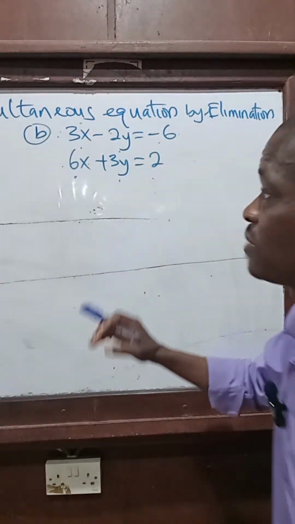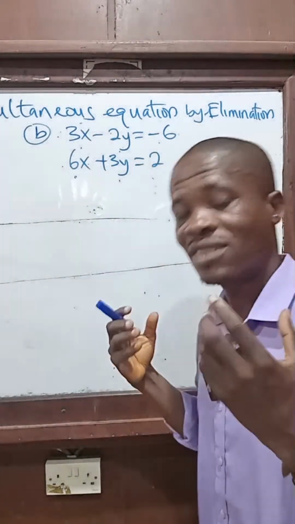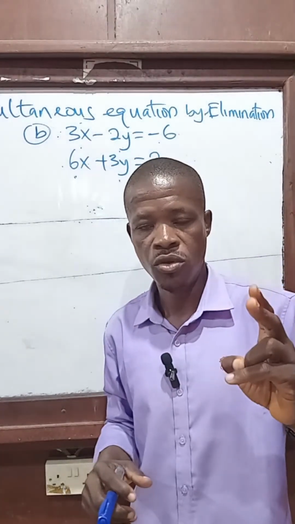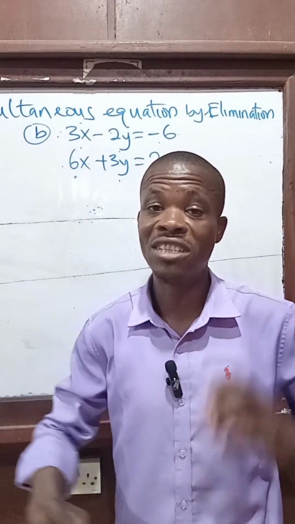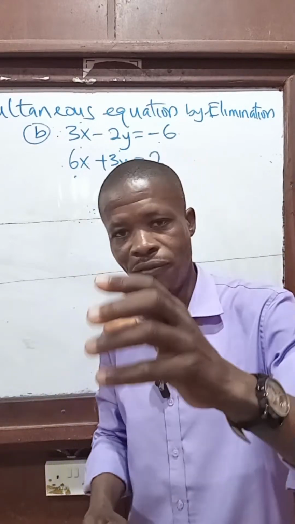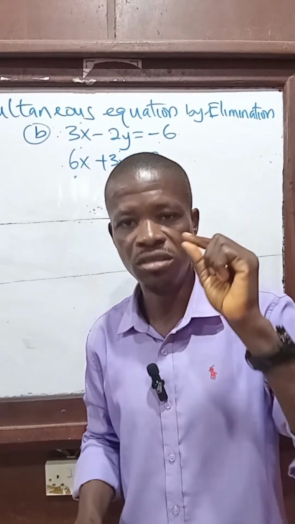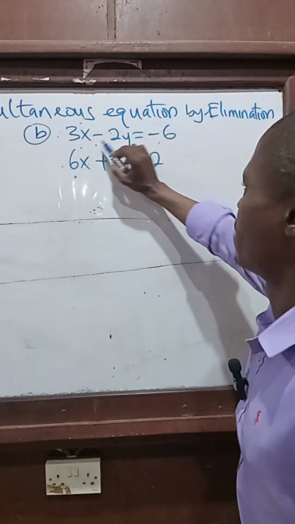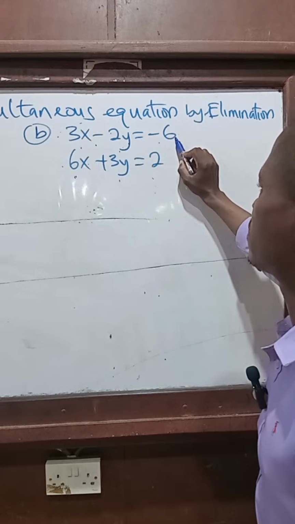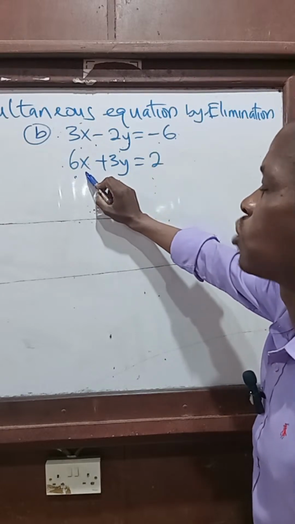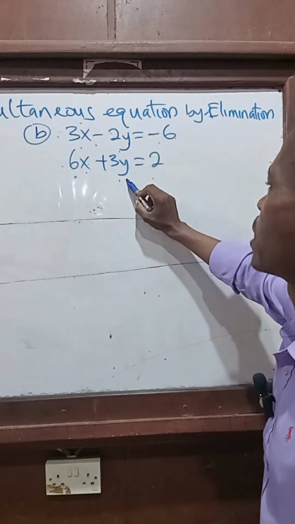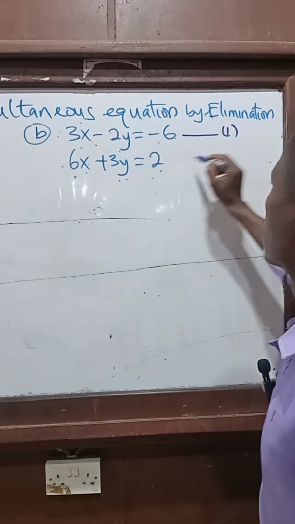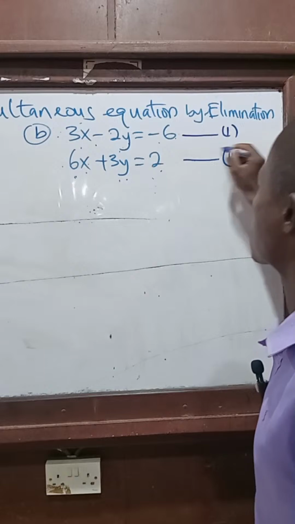We are looking at how to solve simultaneous equations. Don't forget, we have two methods: the elimination method and the substitution method. Let's check the first method, the elimination method. Look at the equations we have. 3x minus 2y equal to minus 6. The second equation, 6x plus 3y equal to 2. Call this one equation 1. Call this one equation 2.